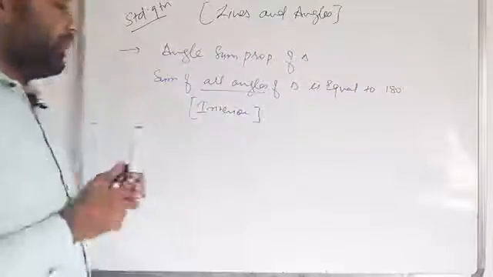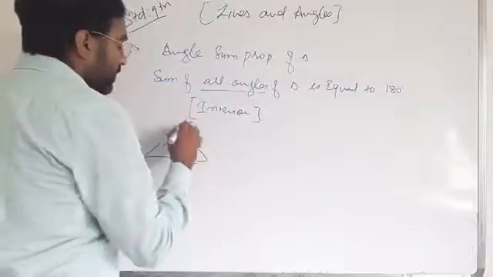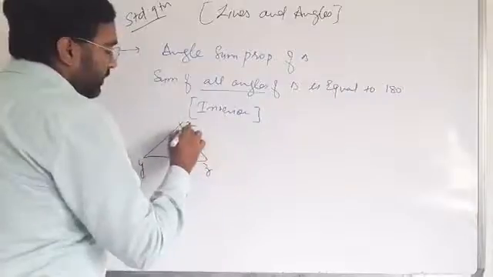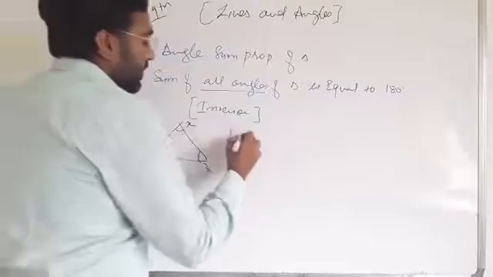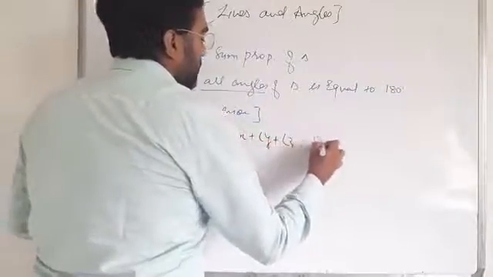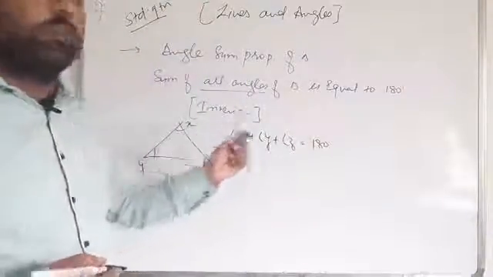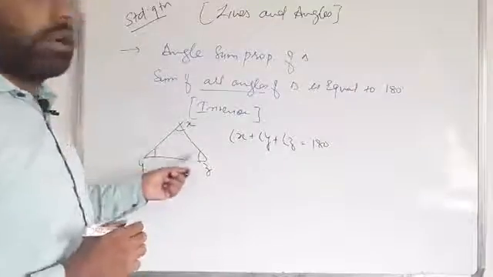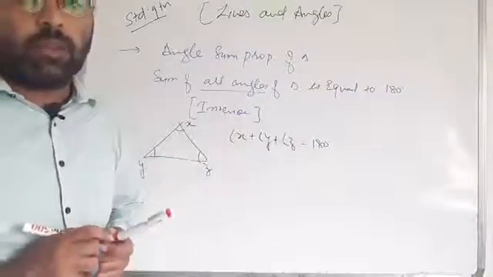Okay, here I'll draw the triangle. Here my triangle XYZ is given. So for angle X, angle Y, and angle Z, angle X plus angle Y plus angle Z is equal to 180 degrees. That's always equal to 180 degrees. The sum of all the interior angles of the triangle is always equal to 180 degrees. Okay, clear?